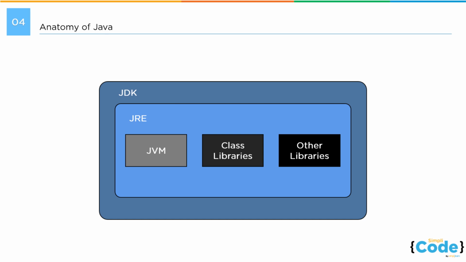Take the use case where you compile your program on a Windows machine using the JDK, and then you export your .class file to another machine, and there you just install the JRE. You don't install the JDK there. You just install the runtime environment, and you can run the .class file using just the runtime environment.